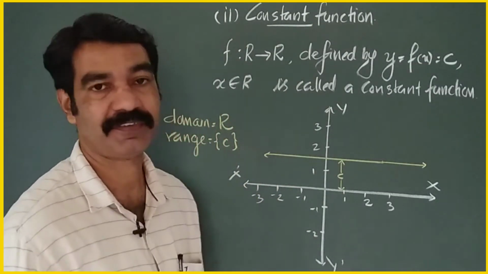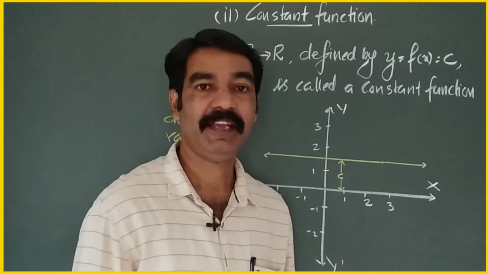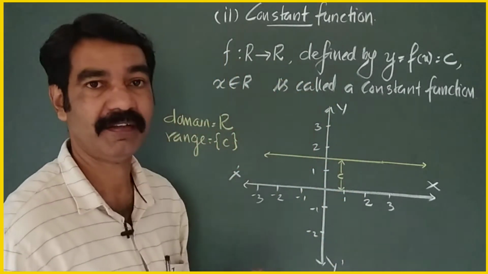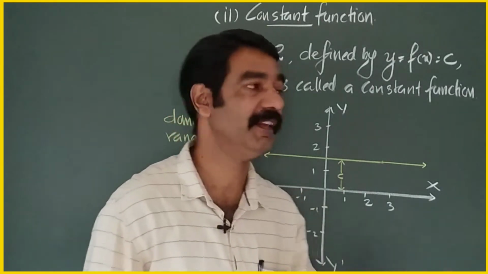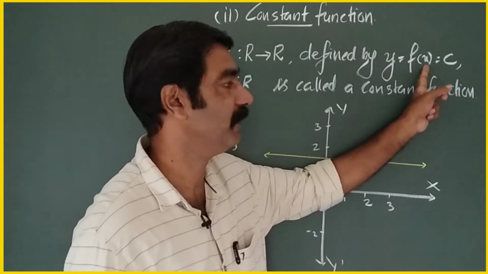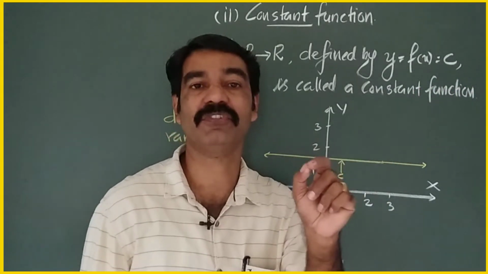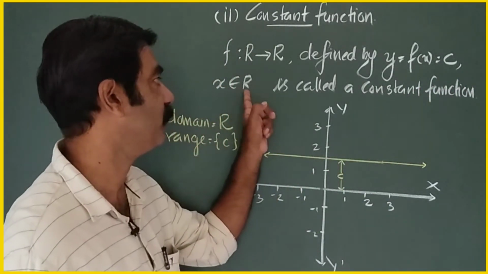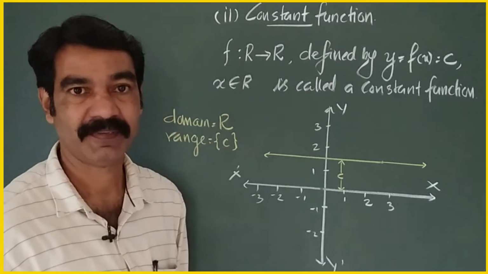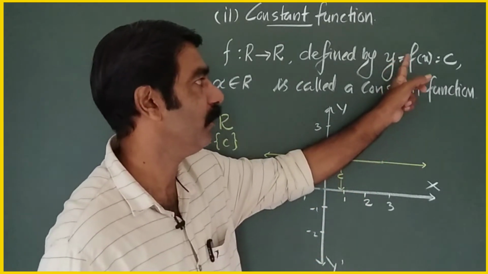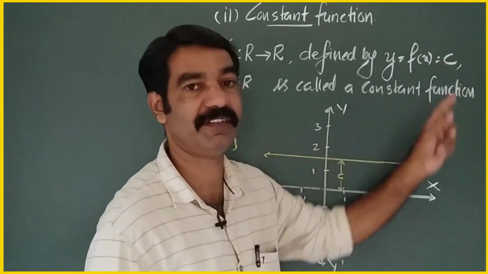Now, the second one is a constant function. What is a constant function? A function f from R to R defined by y = f(x) = c, where c is a constant and x belongs to R, for any real number, is called a constant function.